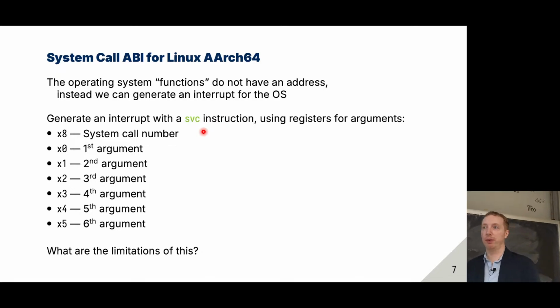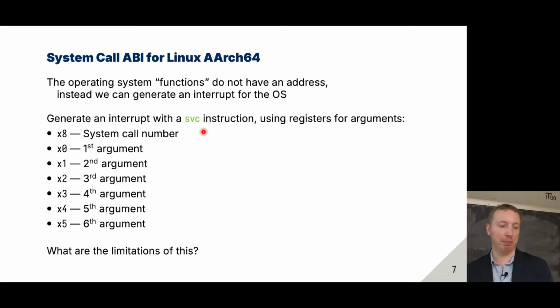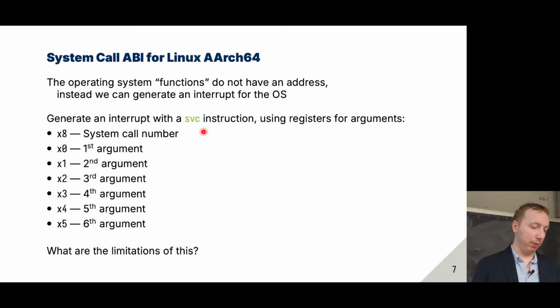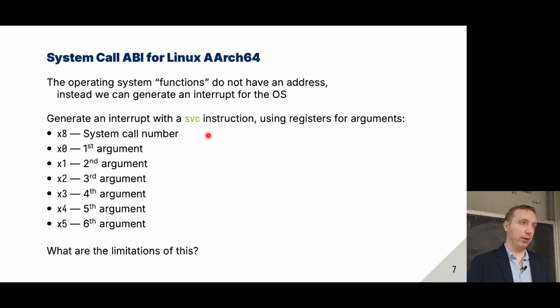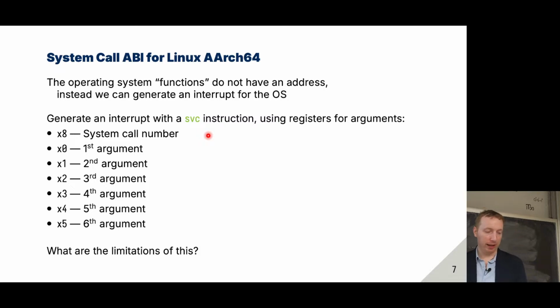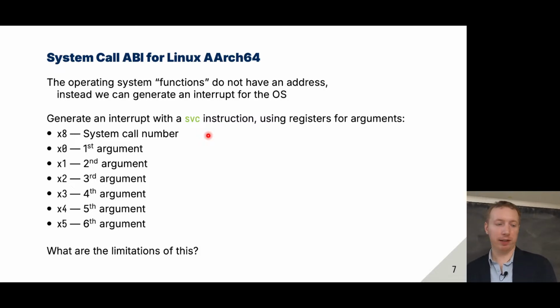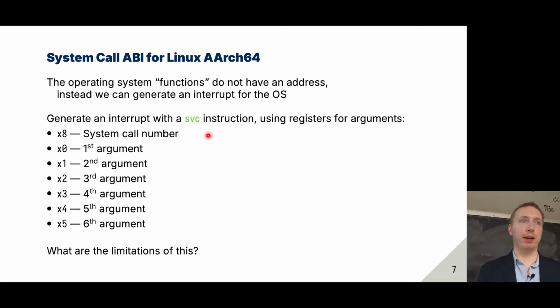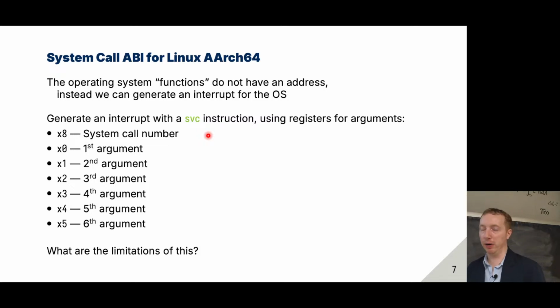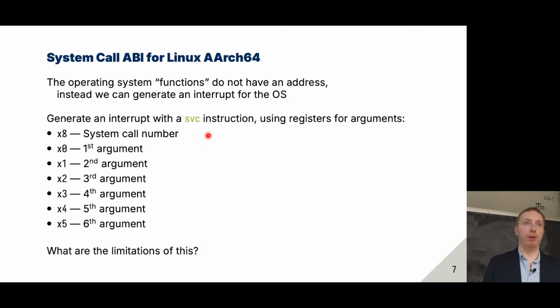On ARM64, they just generically name registers with just X and then a number. So the convention is that in register X8, you put the system call number there. The write system call would be associated with some magical number. The exit group system call would be associated with a different number. And then you can have up to 6 arguments that are in registers in this order.